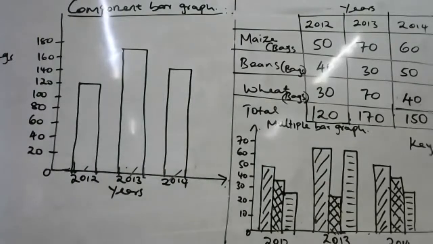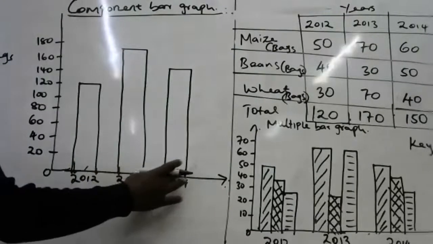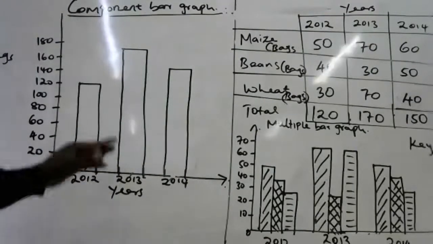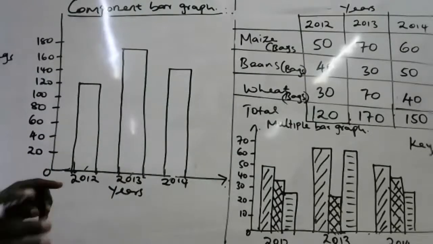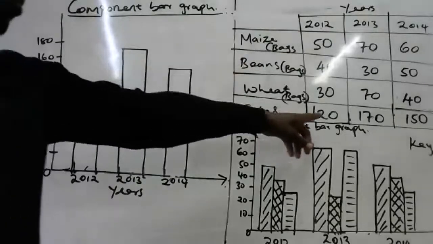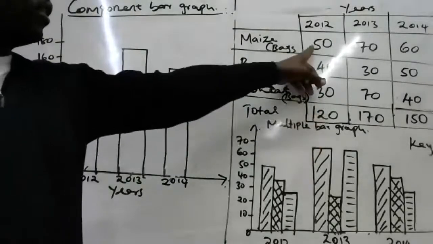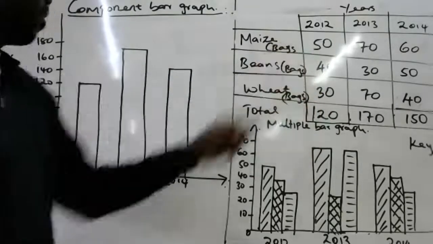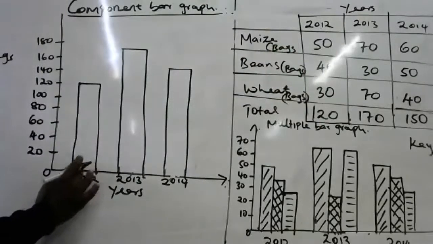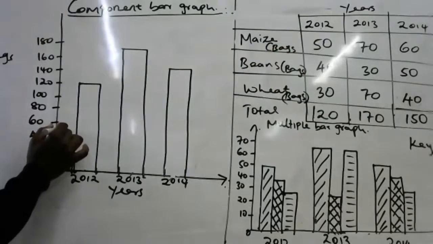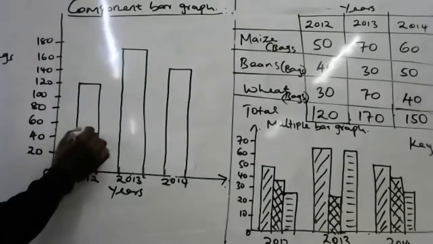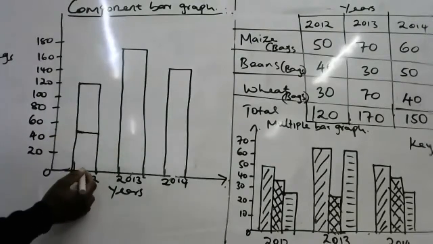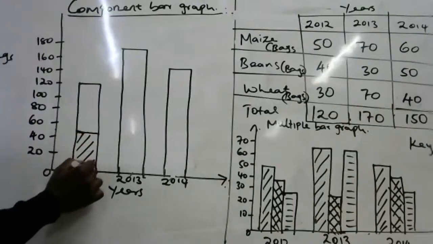Like that, for each and every year. After doing that, this simple bar is now subdivided into components, whereby this 120, 50 is for maize. So you just come here where we have 50, between 40 and 60, and you draw the line. From that, that is the component for maize.